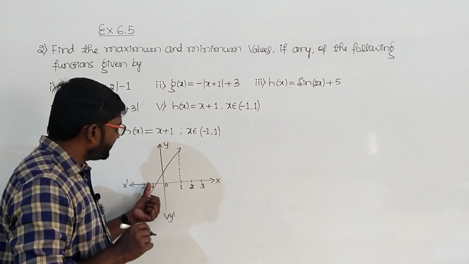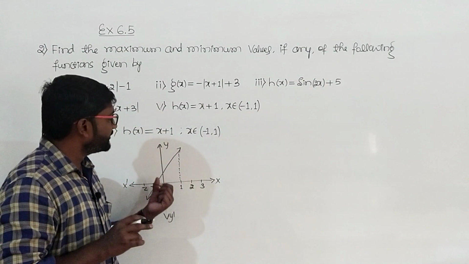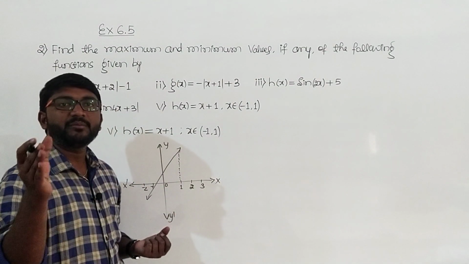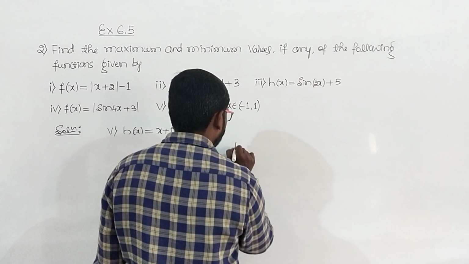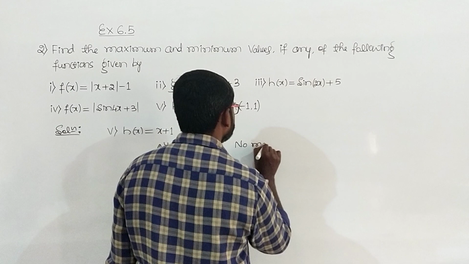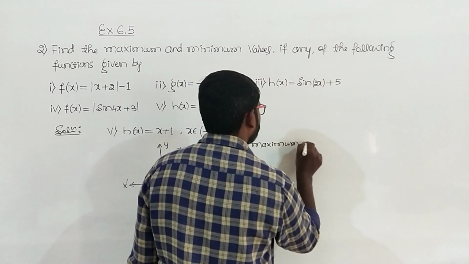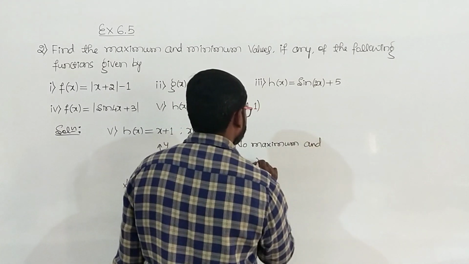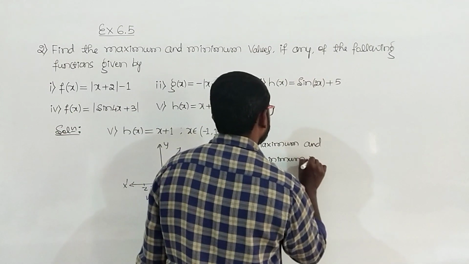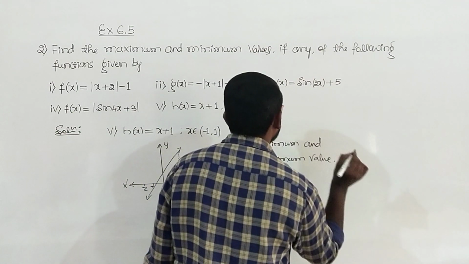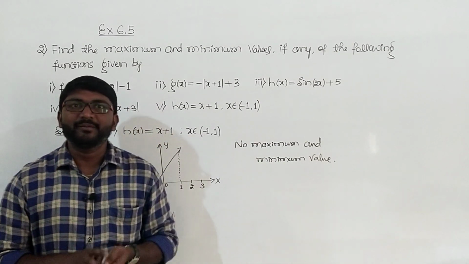So close to 1 you will be getting the maximum value, and close to minus 1 you will be getting the minimum value. It is very difficult to locate such points. That is why this has no maximum and no minimum value. So this is all about the fifth one. With this we have completed the second main question.